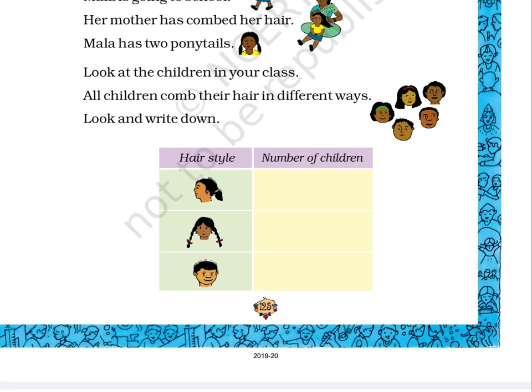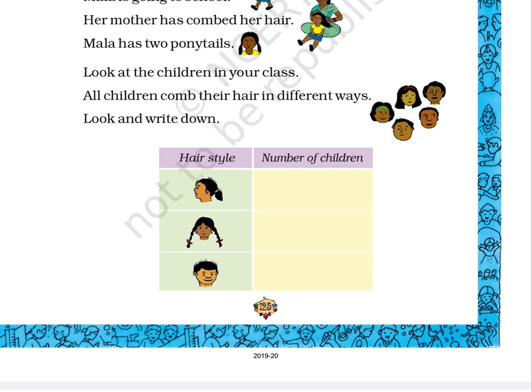Column 1 has a picture of a girl with only one ponytail. Column 2 has a blank space for the answer. Row 2. Column 1 has a picture of a girl with two ponytails. Column 2 has an empty space for writing your answer. Row 3. Column 1 has a picture of a boy with short hair. Column 2 has an empty space for your answer.